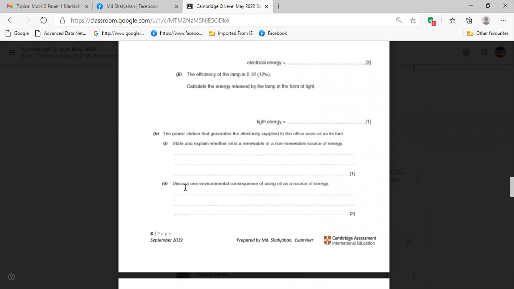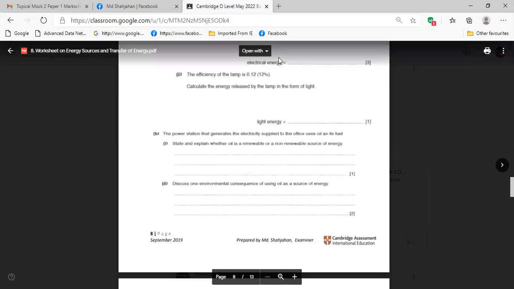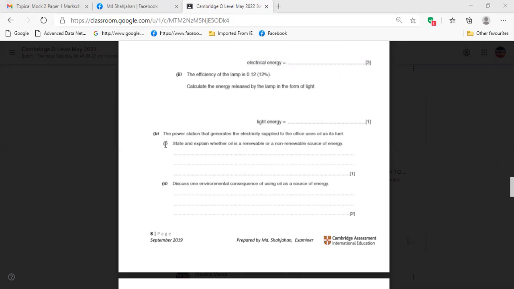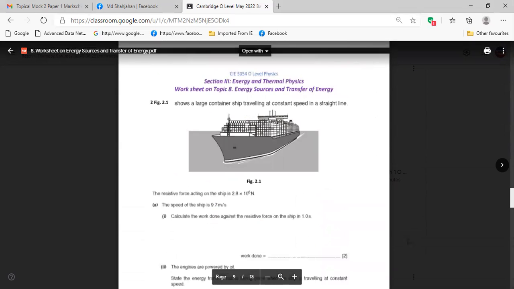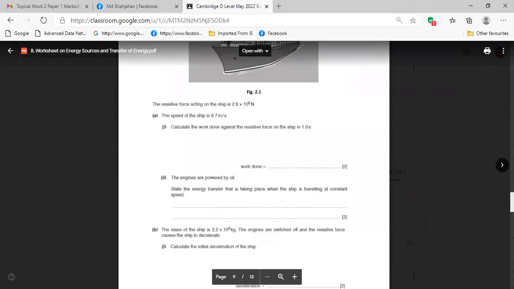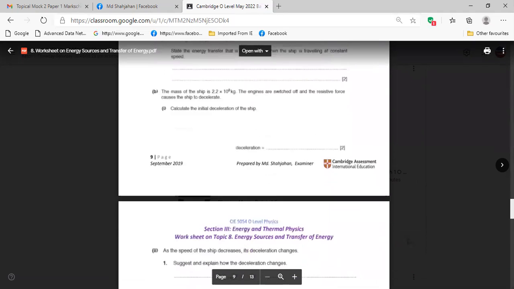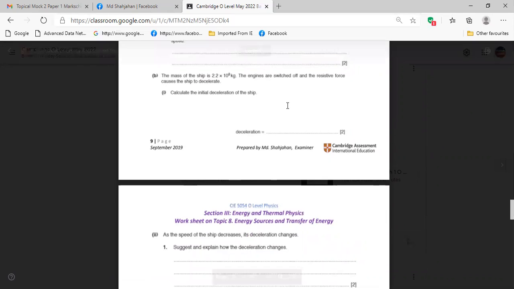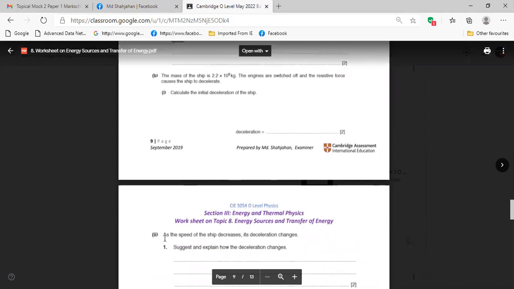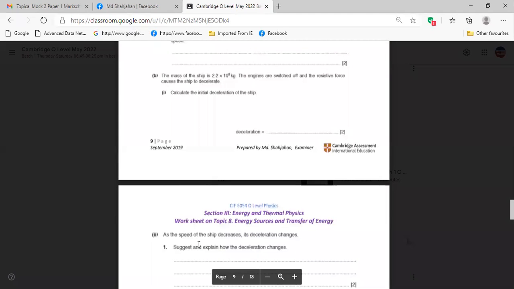So environmental, are you talking about B2 this one? Discuss one environmental consequence of using oil. Yes, sir, I think we did this one. You completed this one. So we did not do question two. Yes, we did question 2, A and B. B till where we did? Like B1 we did, right? Question B1, yes, sir. Then B2 part one also we did. Can you check what is written? I don't have B2.